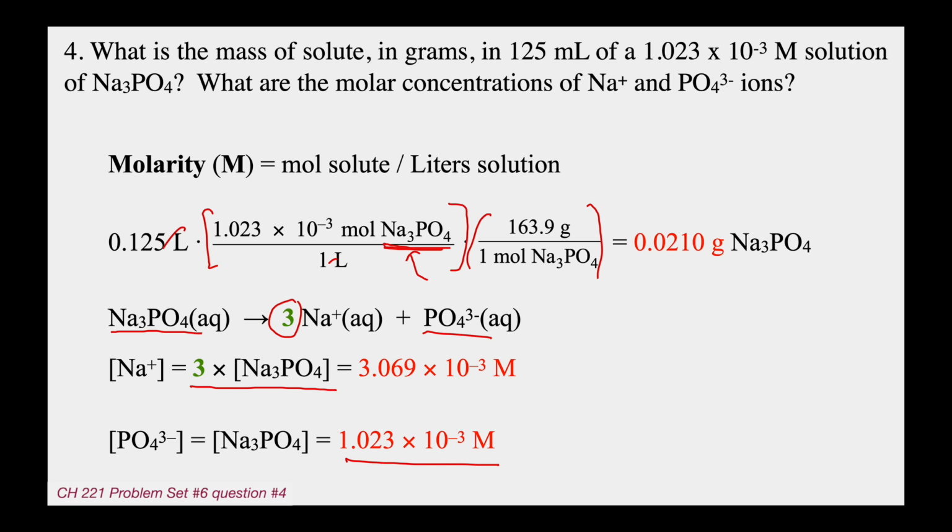So 1.023 times 10 to the minus 3 times 3, you end up with 3.069 times 10 to the minus 3 moles per liter. That's the concentration of the sodium ion in this solution. It's 3 times as much as the phosphate.